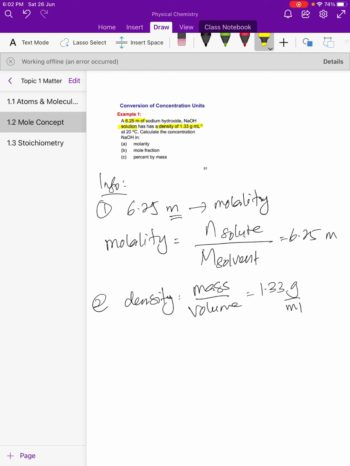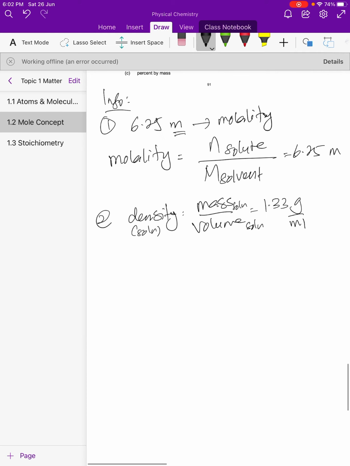Of course they mention here it is the density of the solution. So that means here we denote this as the density of solution. That means the mass should be mass of solution, and volume will be volume of solution. Okay, and temperature is not important over here, because this is under concentration, which does not involve temperature. So these are the info we have.